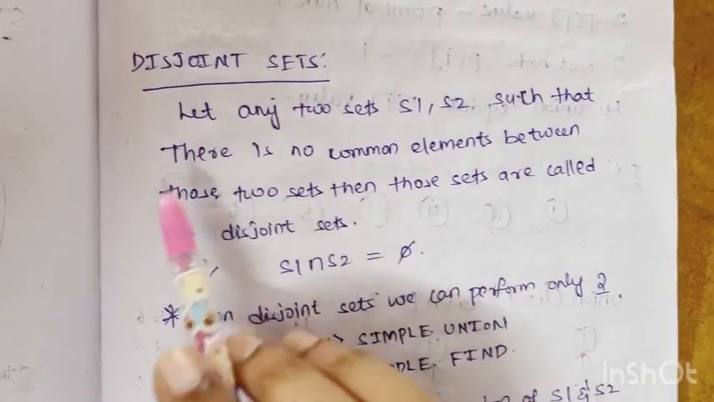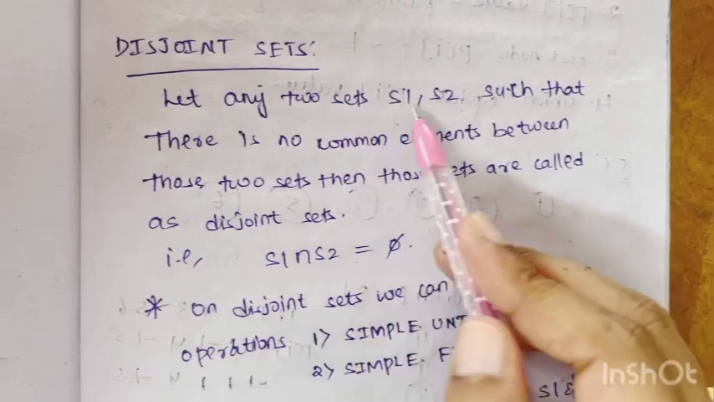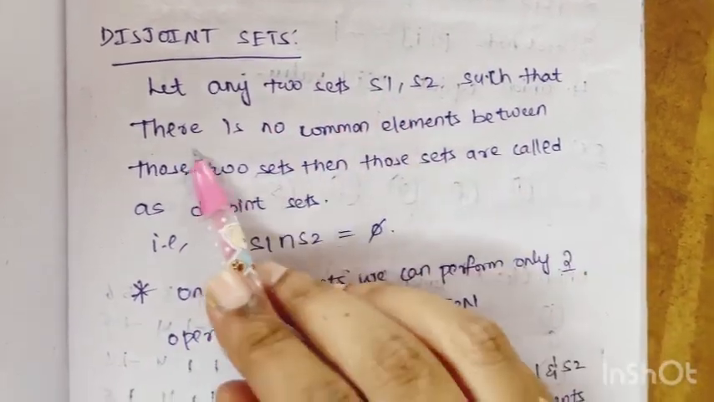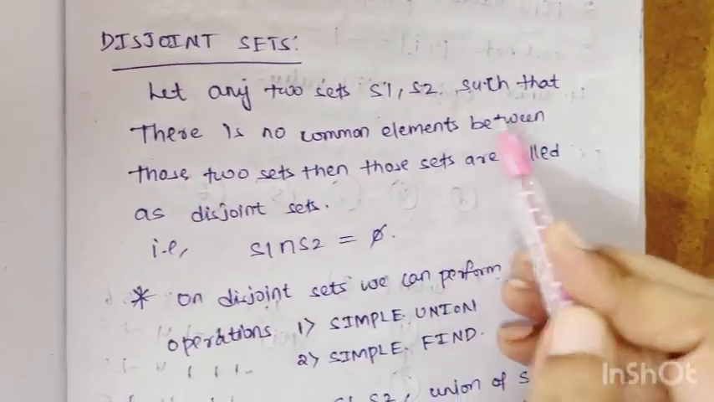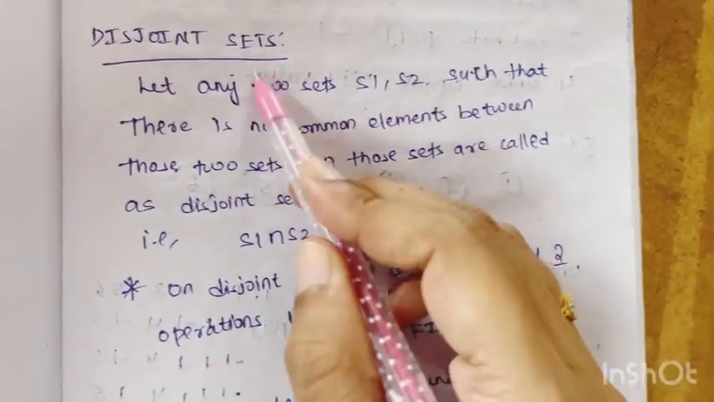Disjoint sets. Disjoint sets is nothing but, let us consider two sets S1 and S2 such that these two sets do not have any common elements between them. Then these sets are called disjoint sets.